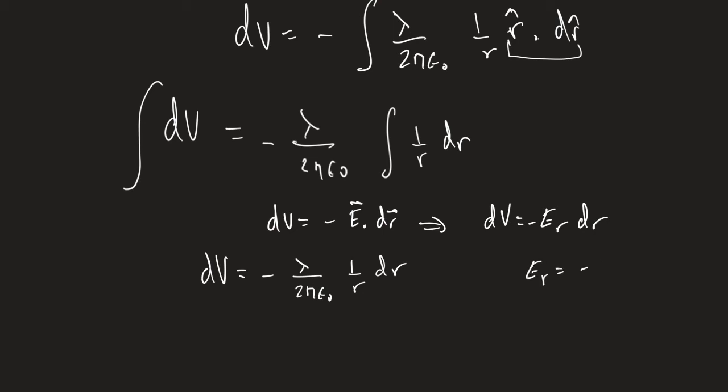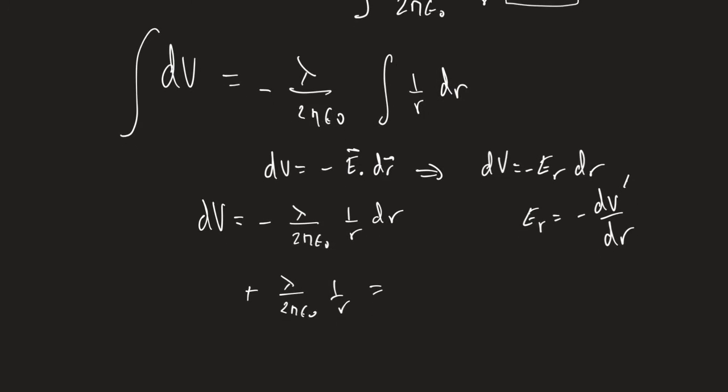So maybe I do it like this. Er is minus the derivative of V with respect to r. Maybe it will be easier to do like this. So for one side, I have that the radial component of the electrical field, radial in the sense going out of the cable in the perpendicular direction, is lambda divided by 2 pi epsilon 0, 1 divided by r, and this should be equal to minus the derivative of V with respect to r.